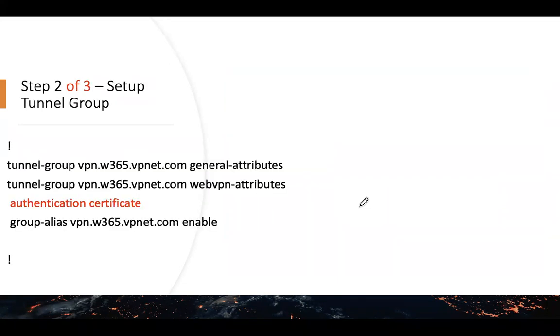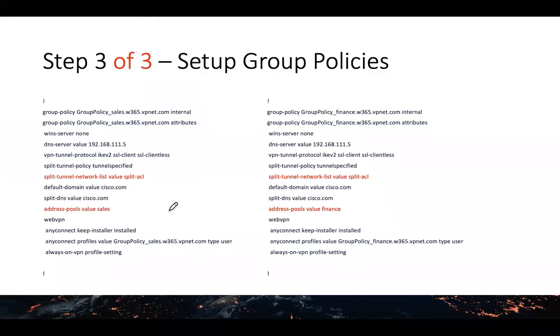We configure the tunnel groups. As you can see, the tunnel groups are pretty simple. They only have authentication pointing towards the certificate, nothing else. It's a very simple configuration on ASA. And finally, you can see that we have lots of group policies, and none of the group policies is mapped to the tunnel group, because group policy assignment for the users will happen through the Radius server.